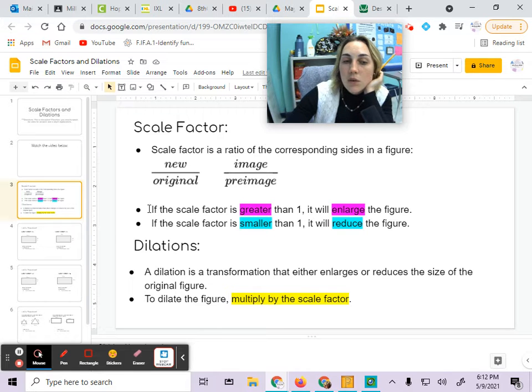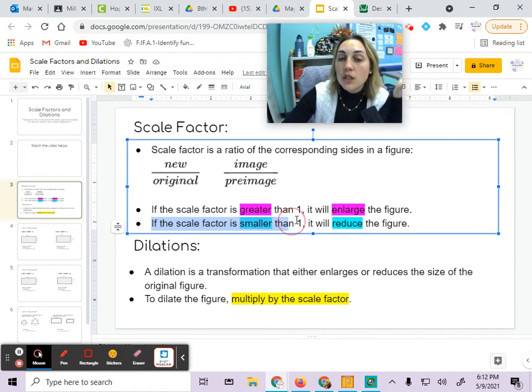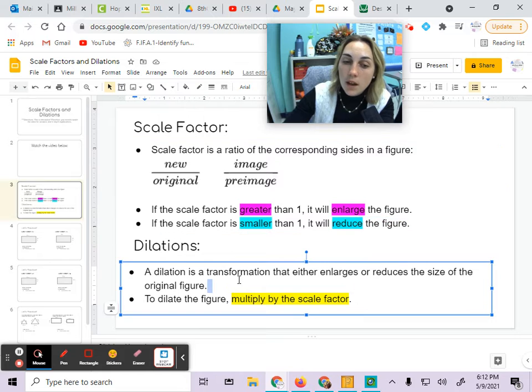All right, so here's the deal. If the scale factor is greater than 1, the figure will get bigger. It will enlarge the figure. If the scale factor is smaller than 1, the image is going to get smaller, or the figure will reduce.